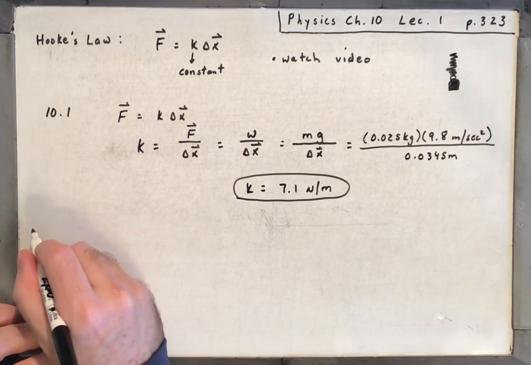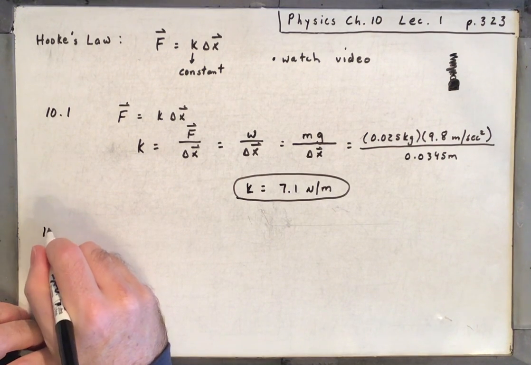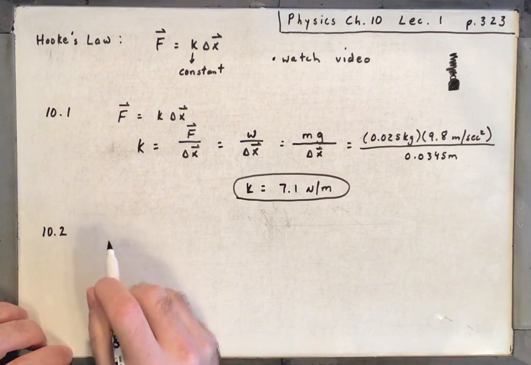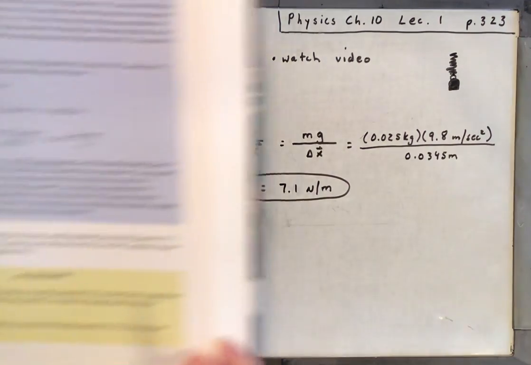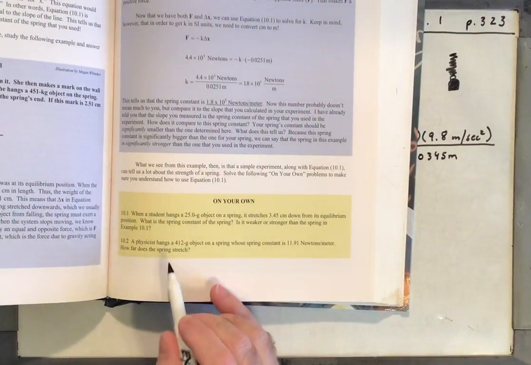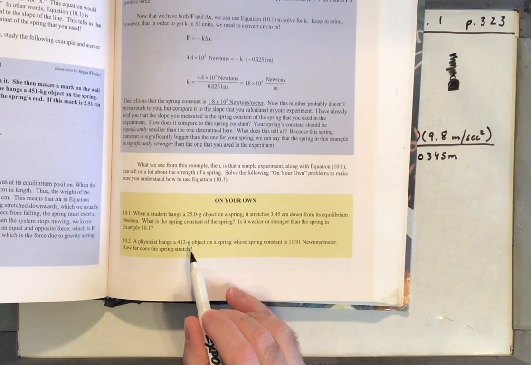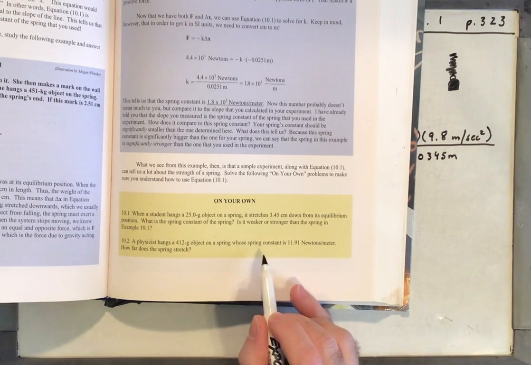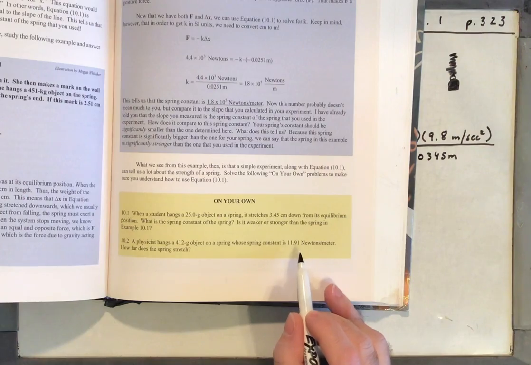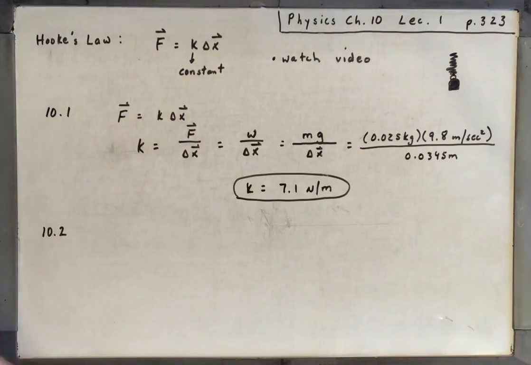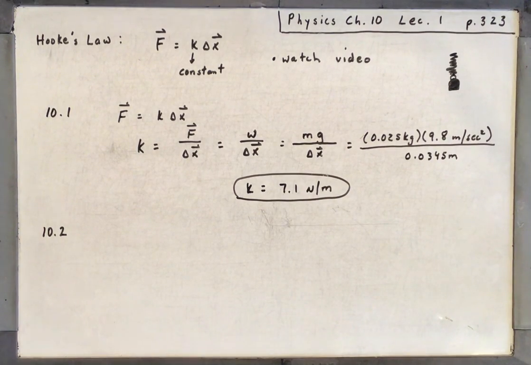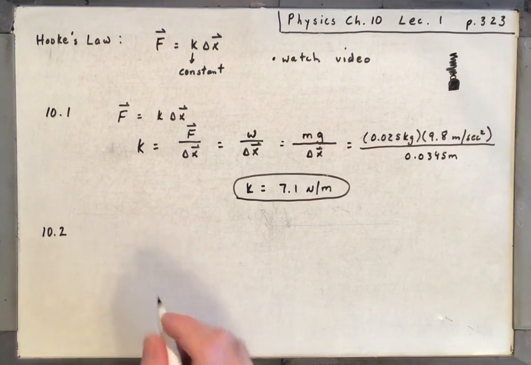All right, let's look at 10.2. I think we can fit this on here. So 10.2, if you'll follow along, is just underneath 10.1 there. A physicist hangs a 412 gram object on a spring whose spring constant is 11.91 newtons per meter. How far does the spring stretch? So this time we are solving for delta X.